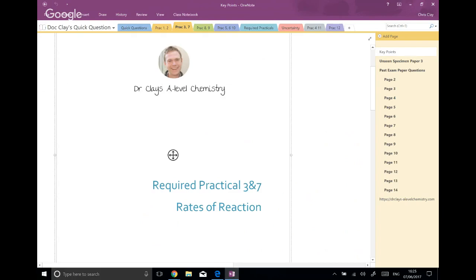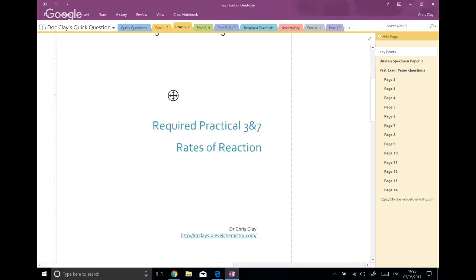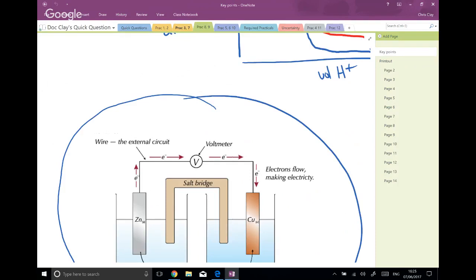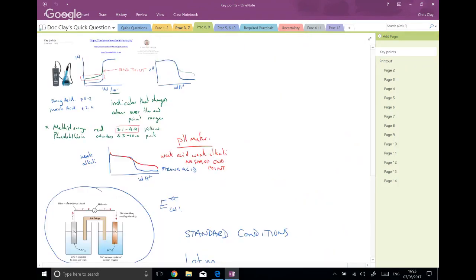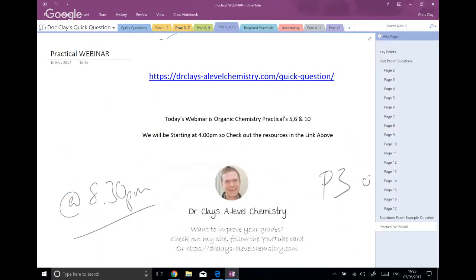The rates of reaction, I'd have to double check. Practicals 8 and 9 here, where you've got pH and electrode potentials, are going to be in your inorganic paper and paper 3, so paper 1 and paper 3. Practicals 5, 6 and 10 are all organic chemistry, so they could be your paper 3 or paper 2.